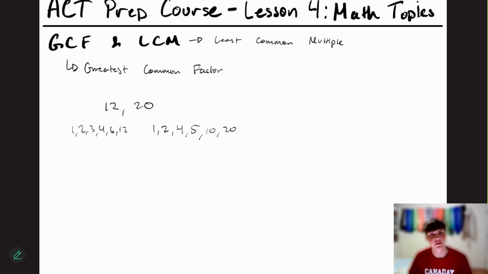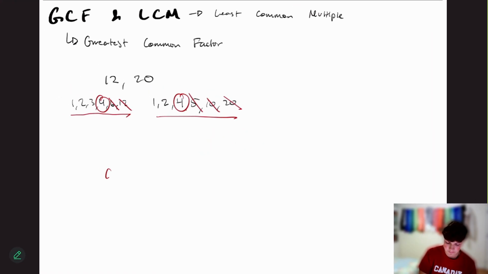Now, with these small numbers, we can do this pretty easily, right? We can think of the factors because there are not that many of them, right? 12, 20, pretty small numbers. So what's the largest of these numbers that is shared between the two lists? Well, it's not 20, it's not 10, it's not 12, it's not 6, it's not 5. Oh, there it is, 4. 4 is the largest common factor, the greatest common factor between these two numbers, right? So we could say, the GCF of 12 and 20 is 4.